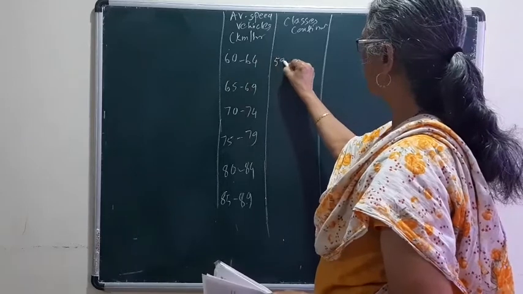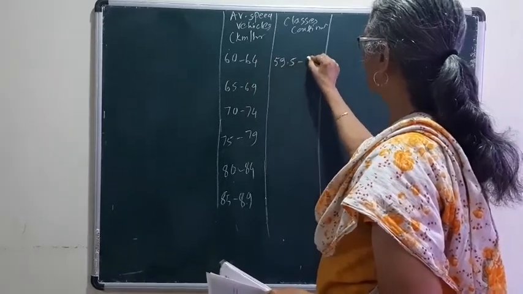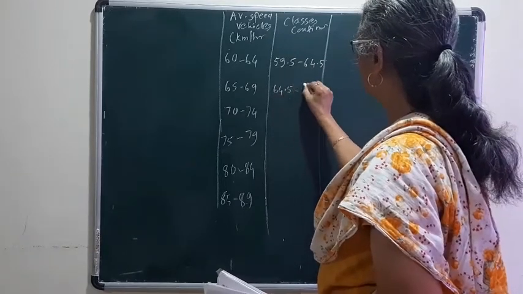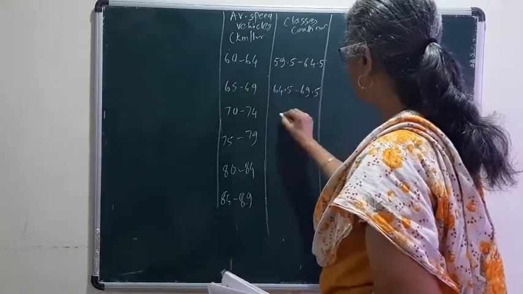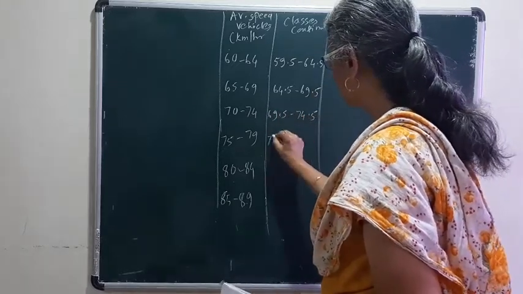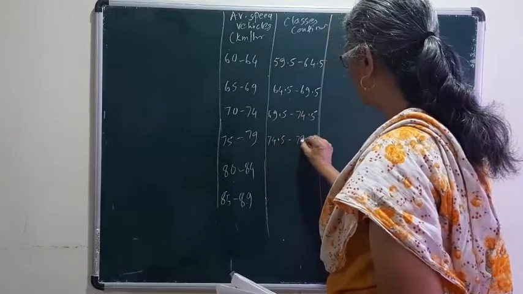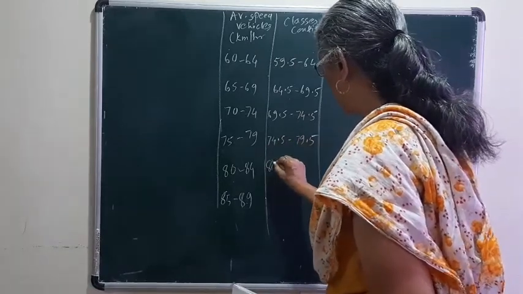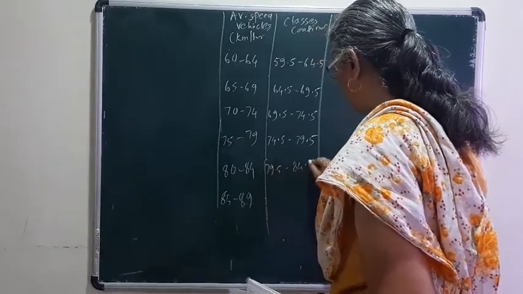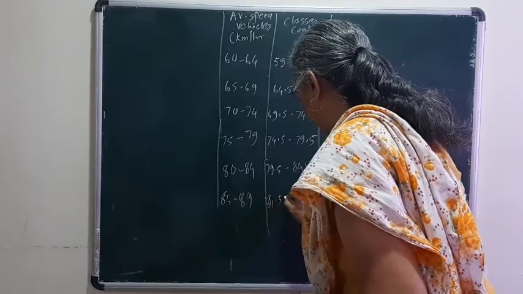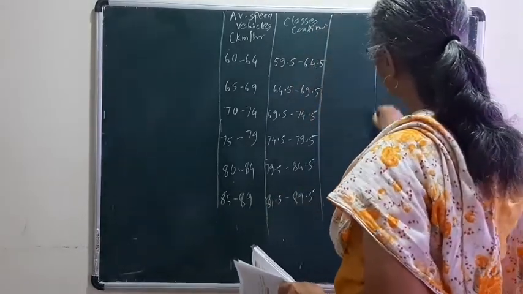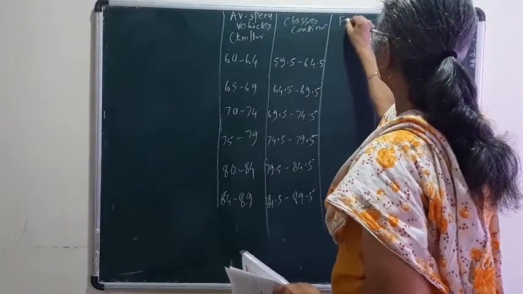So the classes will be 59.5 to 64.5, then 64.5 to 69.5, 69.5 to 74.5, 74.5 to 79.5, 79.5 to 84.5, and 84.5 to 89.5. Followed? After making the classes continuous, you have to write down the frequency.